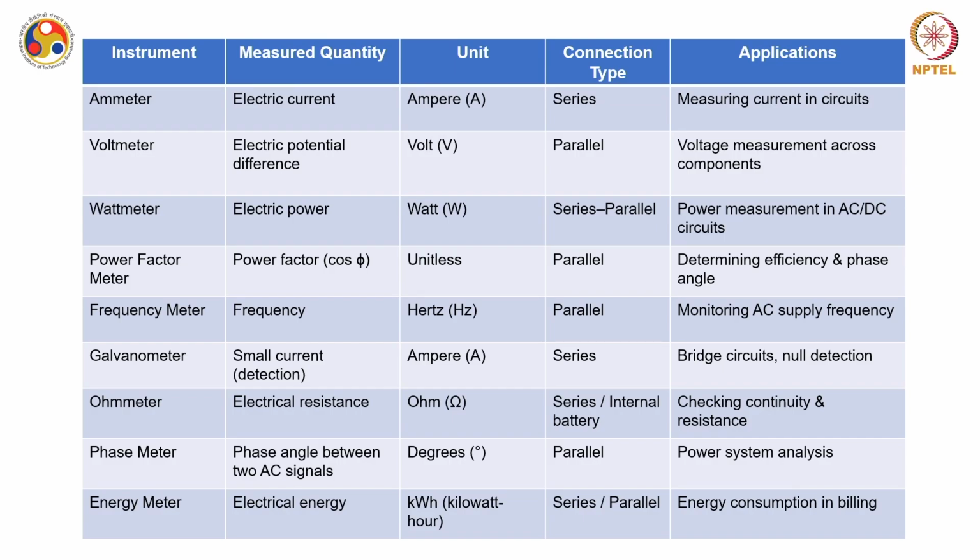Then phase meters measure the phase angle between two AC signals, represented in degrees, and are connected mostly in parallel. So, it will read the phase lag or lead between two AC signals. And energy meters again measure the electrical energy in kilowatt hour, and can have series parallel connections. They are very useful in energy consumption billing, and mostly the industry relies upon them.